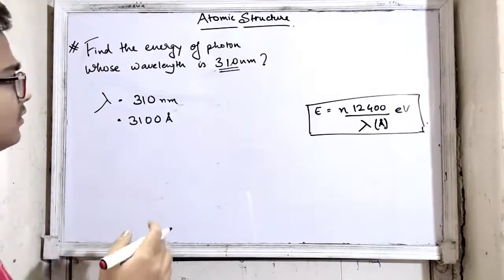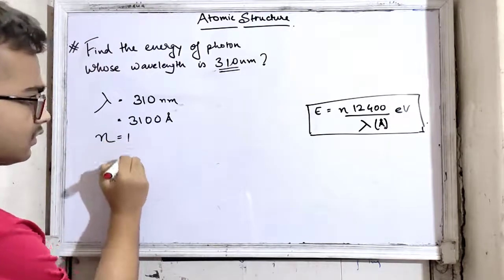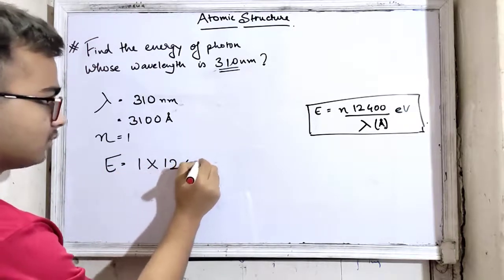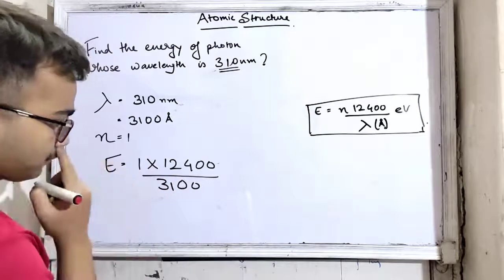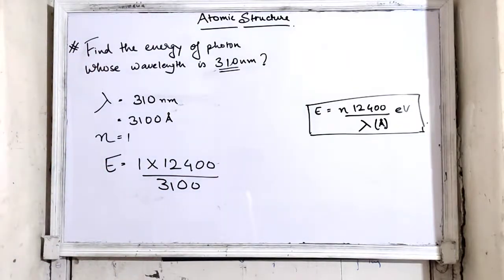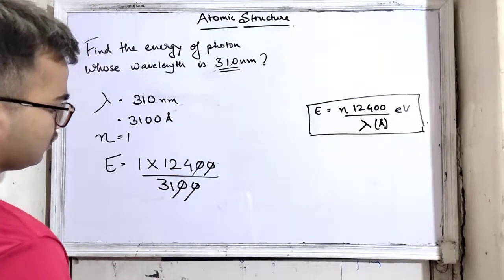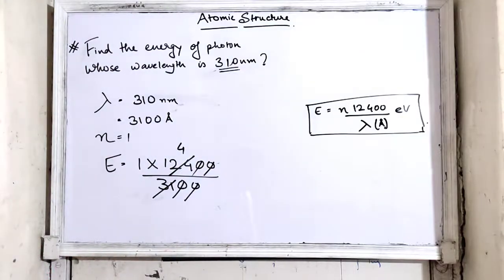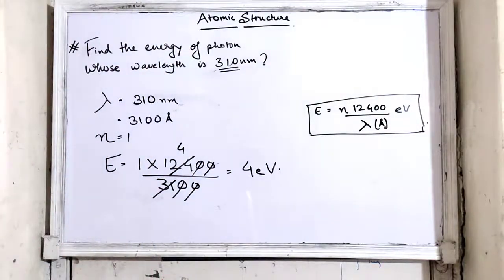Since the number of photons is not told here, we will take unity, that is 1. So let's take n equal to 1. So E equal to 1 into 12400 by 3100, right? How much is this coming? With this I cancel out. Now see, 31 4s are 124. So the answer is coming 4 electron volt, right?